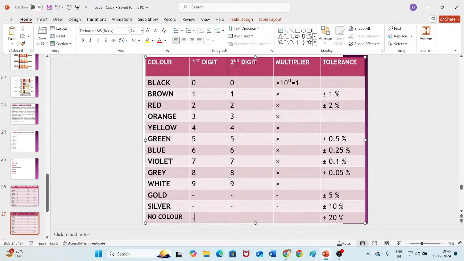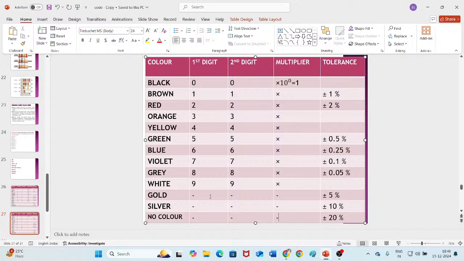Gold and silver can never be band A, band B, or band C. They will always be the tolerance values, always at band D position. Okay, fourth band. Gold and silver are always the fourth band. If there is no color at the fourth band, then the tolerance is 20%. That is for a three band coded resistor.